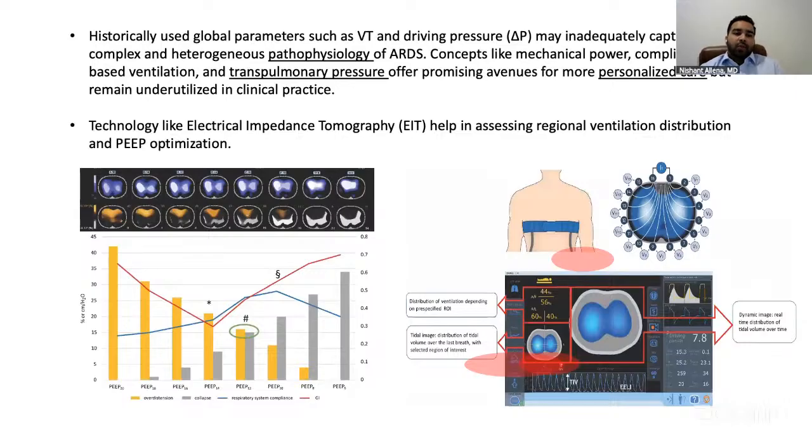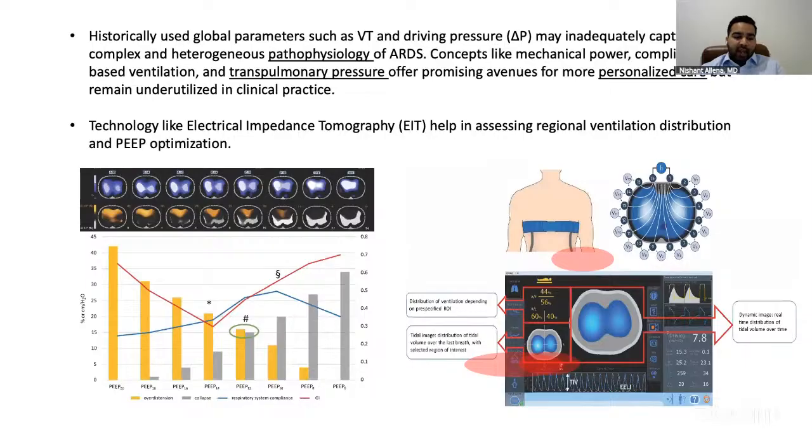So historically used global parameters such as tidal volume and driving pressure do not fully capture the heterogeneous pathology of ARDS. And that's the reason why our newer concepts like mechanical power, compliance-based ventilation, and transpulmonary pressures are more promising avenues of personalized care.